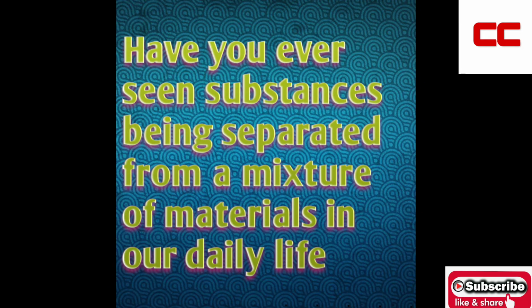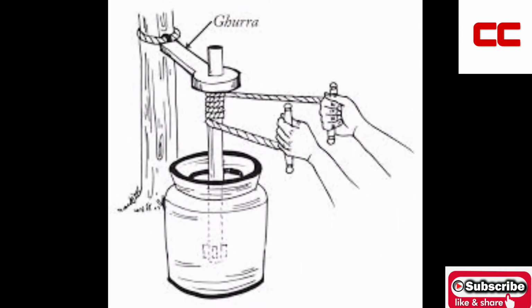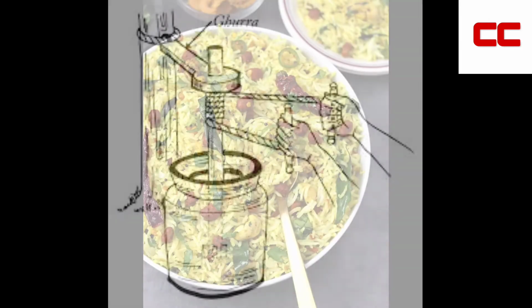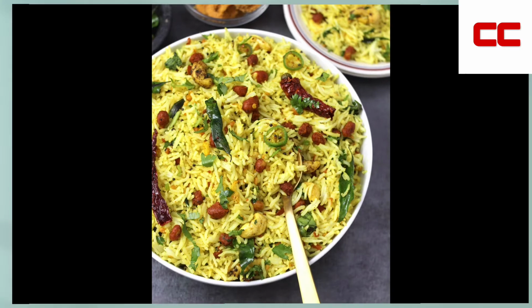Have you ever seen substances being separated from a mixture of materials in our daily life? For example, milk or curd is churned to separate the butter, and the meaning of churned is to shake. To those who don't know the meaning of churned, I have explained it here. Also, if you eat anything and there's chili in it, you carefully pick it out and eat the remaining thing.